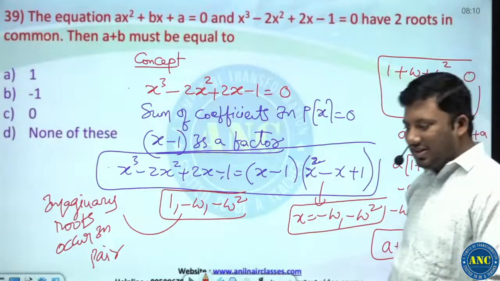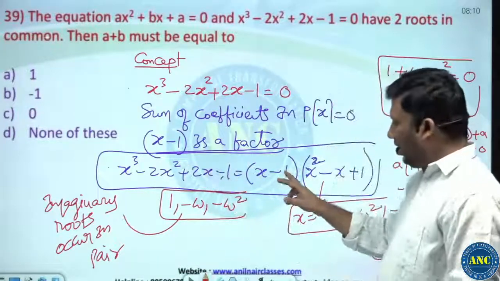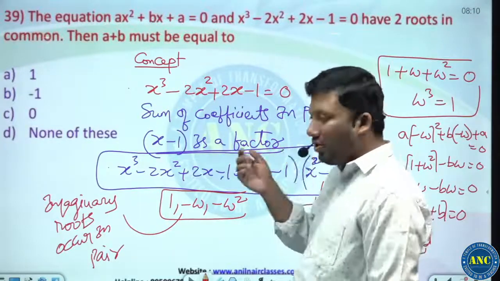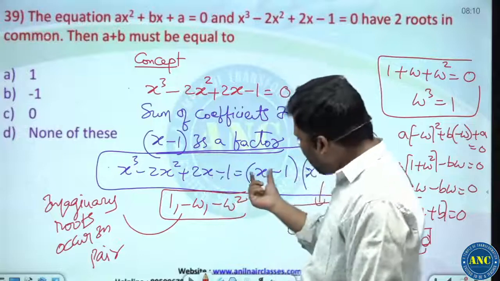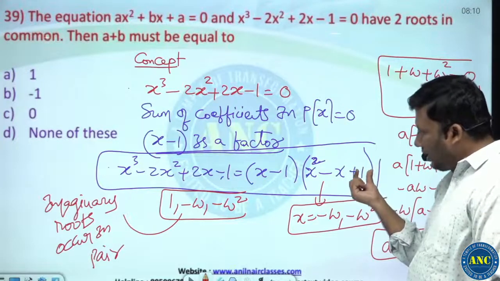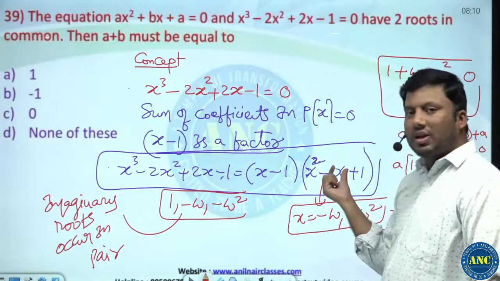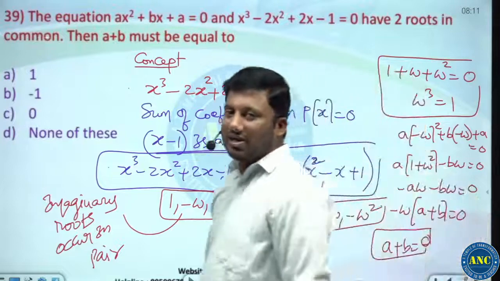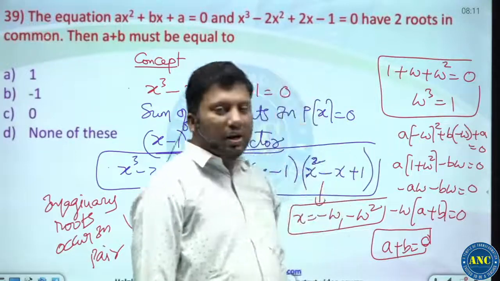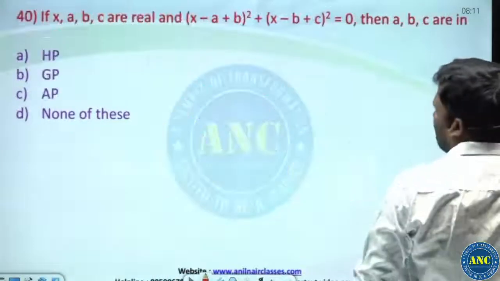I hope the idea is clear. Very, very good question where we are synthesizing the cubic equation into a linear into quadratic. The first thing is the sum of the coefficients in p of x is equivalent to 0. X minus 1 is a factor, so I took x minus 1. Here the constant is minus 1. Minus 1 into plus 1 is minus 1, so it is plus 1. Here it is x cube, so it will be x into x square. I checked whether plus x will work or minus x will work. Minus x has worked. I hope the idea is clear. 1 plus omega square is minus omega. Minus omega common. A plus b is 0. Very, very good question. Kindly practice it right after the class.